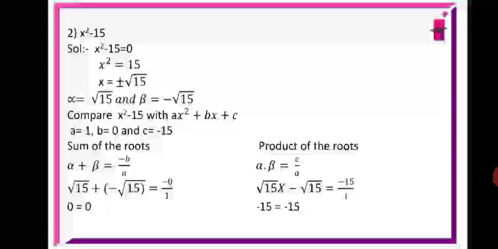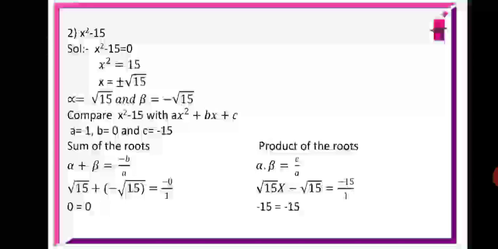Now when you compare x square minus 15 with ax square plus bx plus c, you can see a equal to 1, b equal to 0, because there is no x term. So if there is no x term, the b value will be 0. If there is no constant term, the c value will be 0. Here there is no x term, so the b value is 0, and c is minus 15. Now the sum of the roots, alpha plus beta, equals minus b by a, that is minus 0 by 1, which is 0 only. And if you take the sum of the two zeros, root 15 minus root 15 gives you 0.